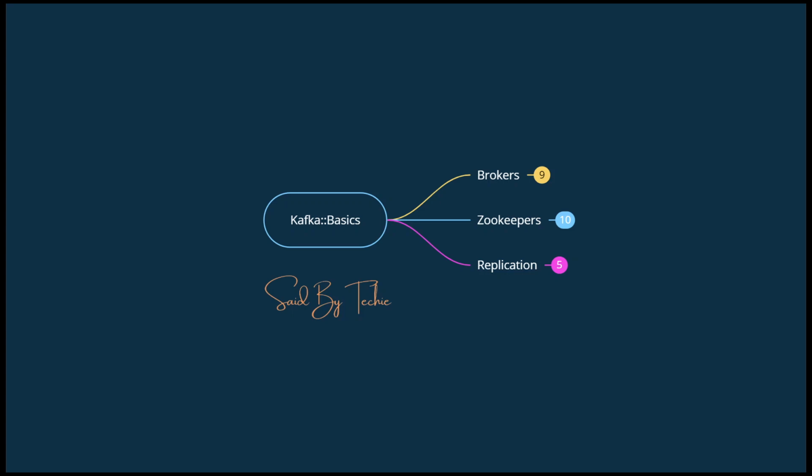We have brokers, zookeepers, and how partitions get replicated across brokers, how the partition leader is elected, how broker election is performed, and what zookeepers are. We are going to discuss all of them now. So let's get into details.